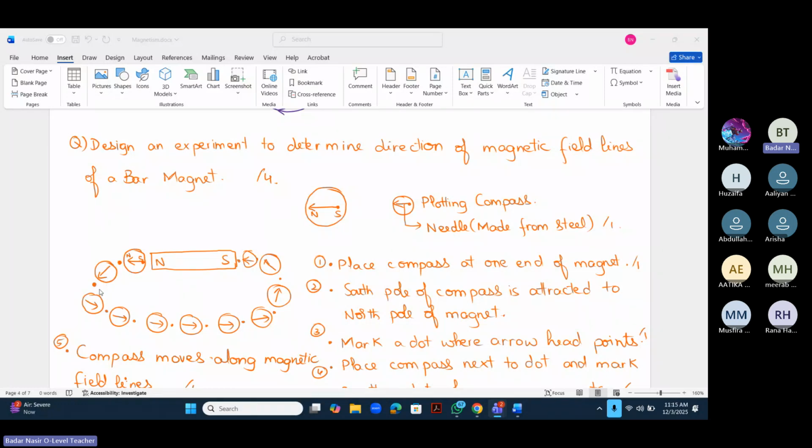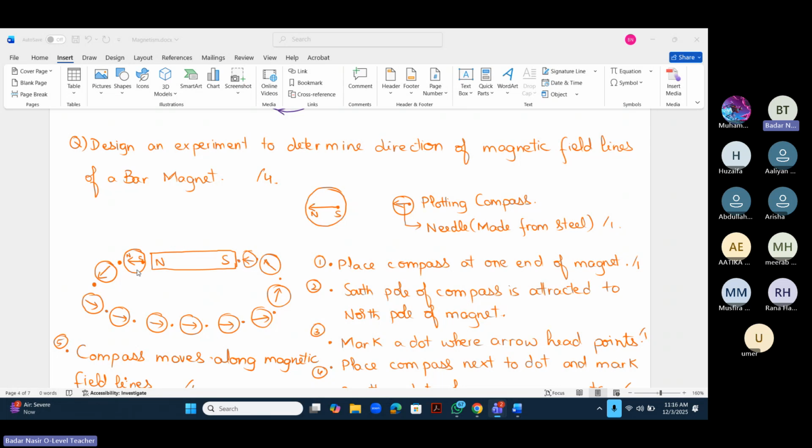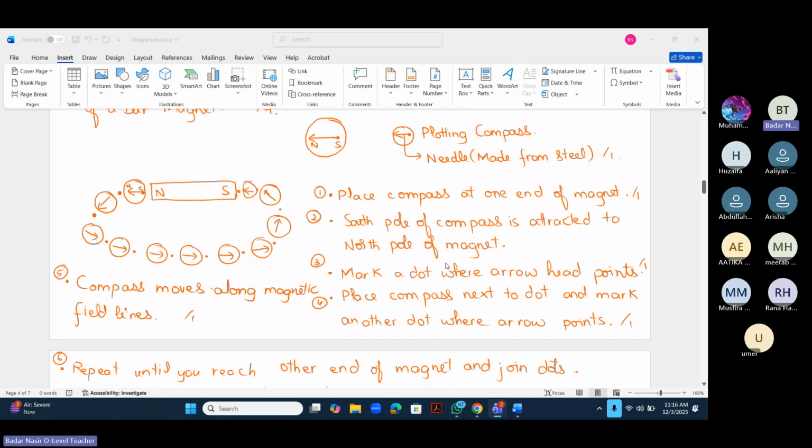So you have to keep repeating until you reach the other end of the bar magnet. And this plotting compass will move according to the magnetic field lines. और ये जो plotting compass है, it will align according to the magnetic field lines. At the end, we join the dots together. That will give us the direction of magnetic field lines.